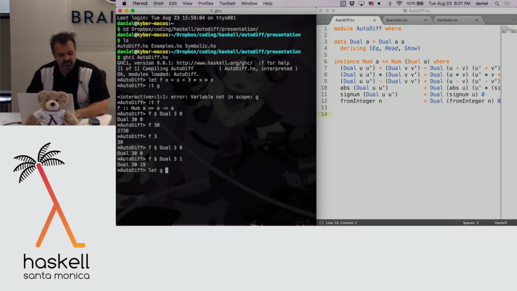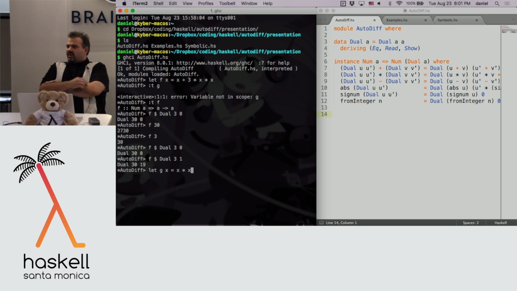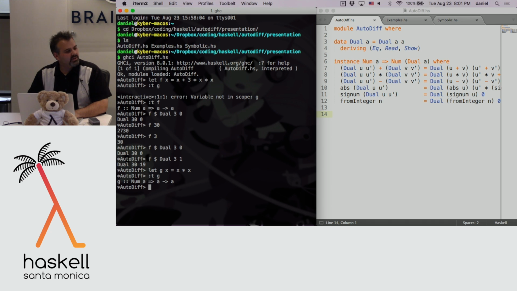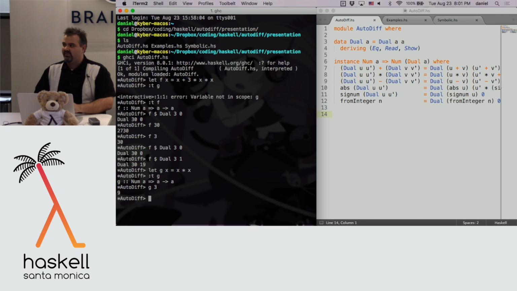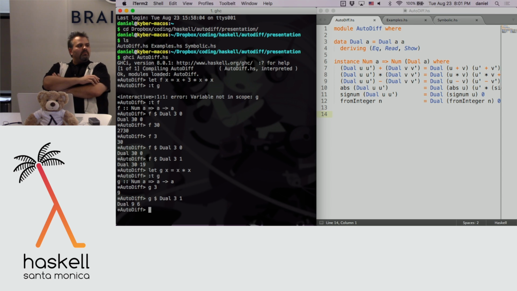Let's actually go back to the function that we were doing earlier. I think that will be more interesting. The function we were looking at earlier was y equals x squared. So that's our g. Let's do g applied to 3. It's obviously 9. Let's do g applied to dual 3, 1. 9 and 6. What is the 6? That's the slope that we wanted. Okay, so that's neat.